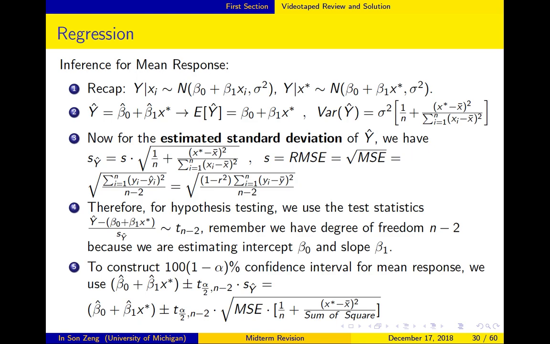For a new observation x star, we therefore have the distribution of y given x star follows a normal distribution with mean beta 0 plus beta 1 times the new value x star, with the variance sigma square.